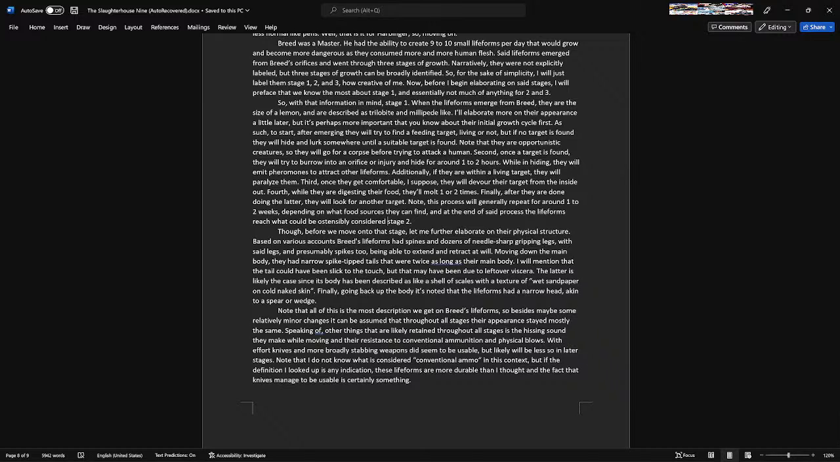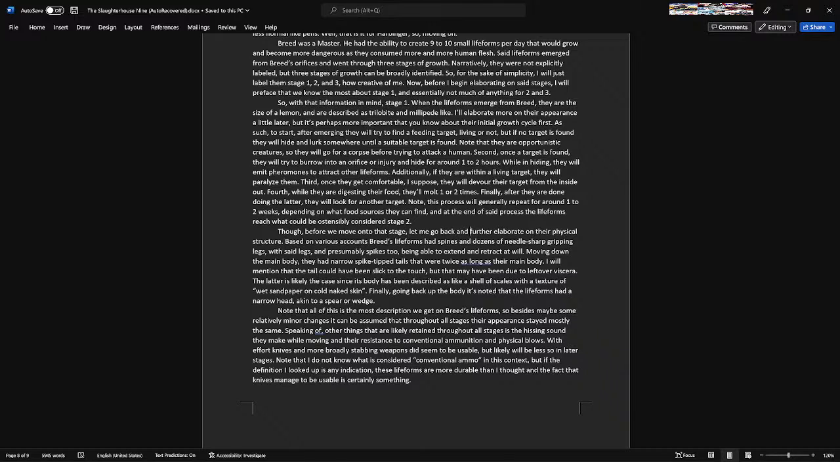Though, before we move on to that stage, let me go back and further elaborate on their physical structure. Based on various accounts, Breed's life forms had spines and dozens of needle-sharp gripping legs, with said legs, and presumably spikes too, being able to extend and retract at will.